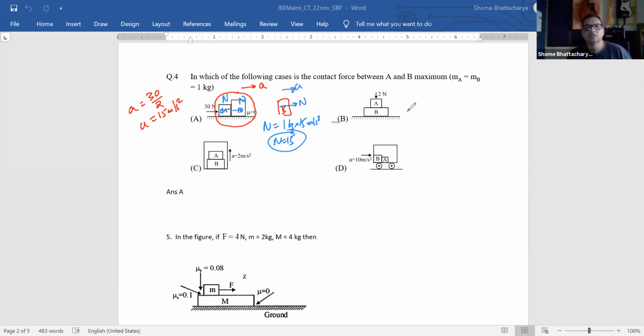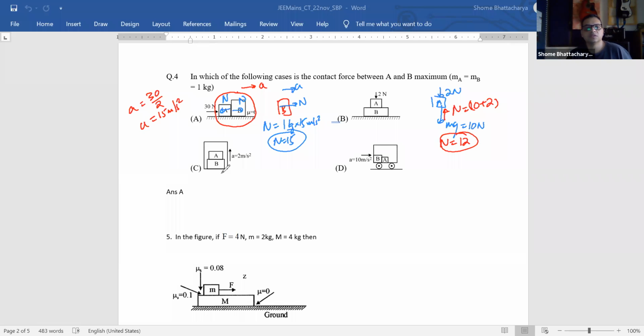Okay. Now in this, it's very easy. You just make A's free body diagram. So there is 2 newtons like this. There is mg equal to 10 newtons like this. So the normal reaction acting on it has to be equal to 10 plus 2. So in this case, the normal reaction is 12.